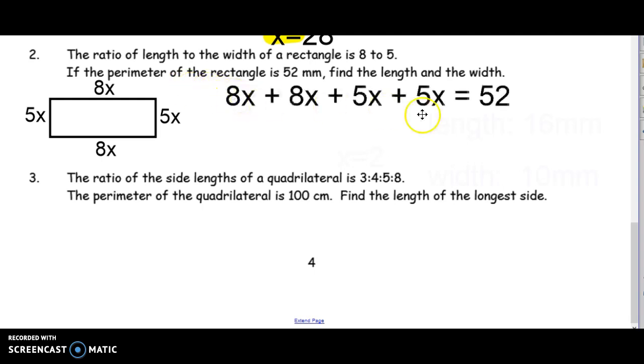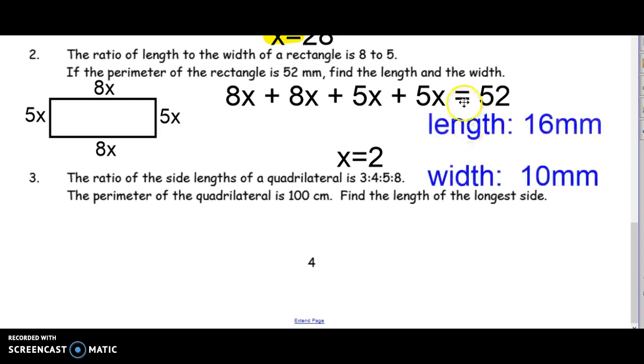So in terms of the perimeter, I'm going to add all these together, and eventually I'll figure out that x equals 2. Pause this and see if you can figure out what the 2 answers are. Start it up again when you're ready. So I'm looking to find the length and the width. If I know x is 2, then I need to compute 8x and 5x, and then don't forget your units. Once again, if you don't feel comfortable with this, ask one of us a question about it right now. If you do, let's move on to question 3.